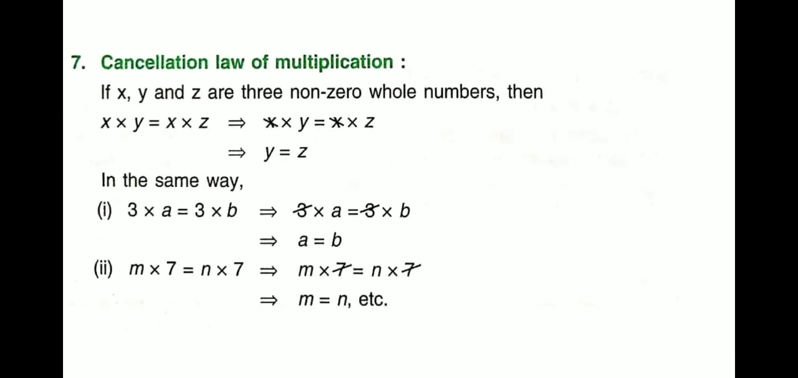Next we have the cancellation law of multiplication. Here x times y is equal to x times z, where x and x can be cancelled, saying that y will be equal to z. So here the example taken is 3 times a and 3 times b are equal, where 3 and 3 can be cancelled with the help of the cancellation law. So a will be equal to b. Similarly, m times 7 and n times 7 is taken, where 7 and 7 can be cancelled. So m will be equal to n. So this is the cancellation law of multiplication.